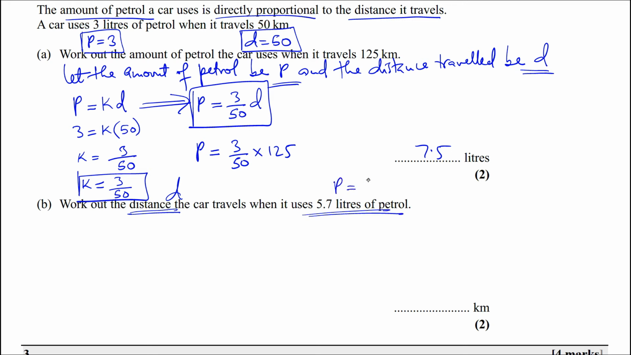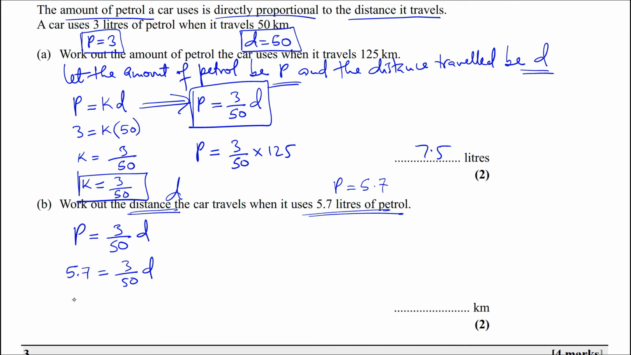So when P is equal to 5.7. To do that, we'll just use the formula here. We know that P is equal to 3 over 50 D. But here P is 5.7. 5.7 is equal to 3 over 50 D. So basically, to find D here, we multiply these two.